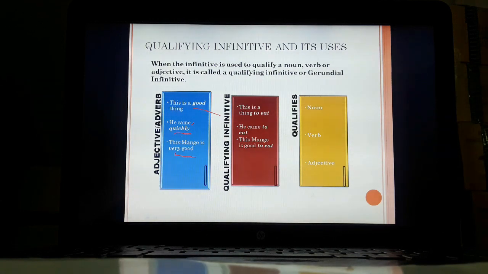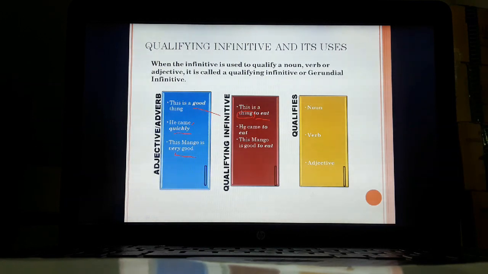So here in this blue box, I have simply used the simple way to use an adverb or an adjective. Now let's see the second box, the qualifying infinitive. See the first. This is a thing to eat. Why have I underlined to eat? Because it is an infinitive. Why infinitive? Because to plus V1 is there. V1 means the first form of the verb, eat. Now here, to eat is what? It is a qualifying infinitive. Why? Because it is qualifying the noun, that is, thing.